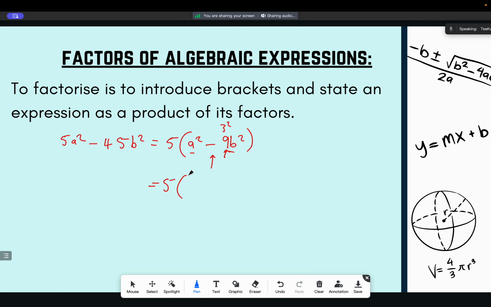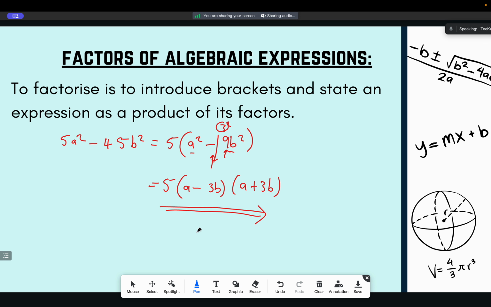Okay, so if we have a difference of two squares, we just do what we did. We say a minus 3b, because we have 3 squared here. That's where we get the 3. 3b and a plus 3b. And now we have our answer, which is 5 in brackets a minus 3b in brackets a plus 3b. And now this is our final answer.